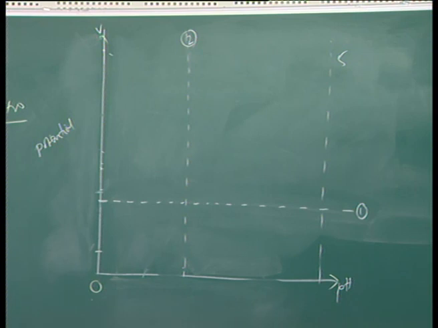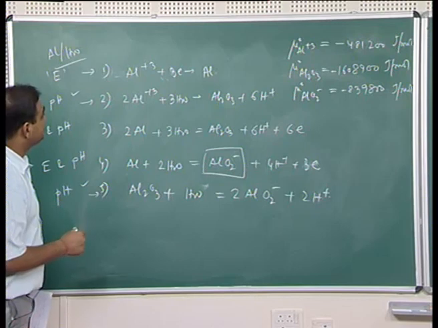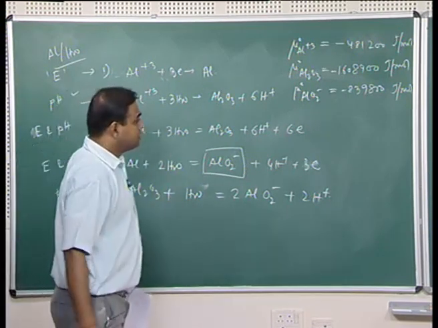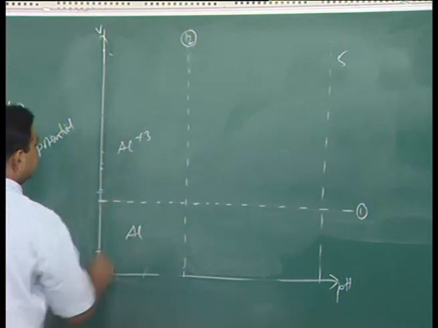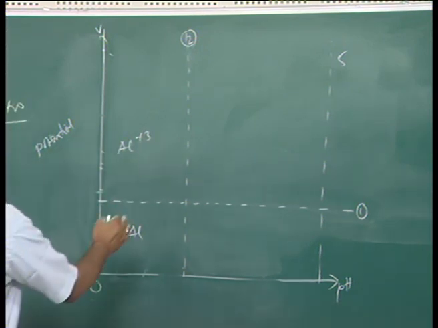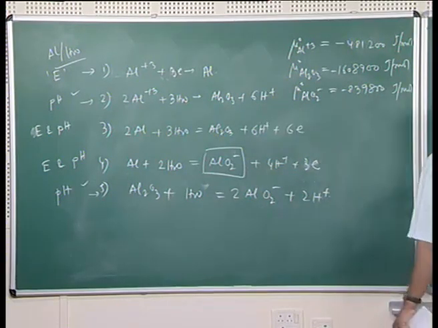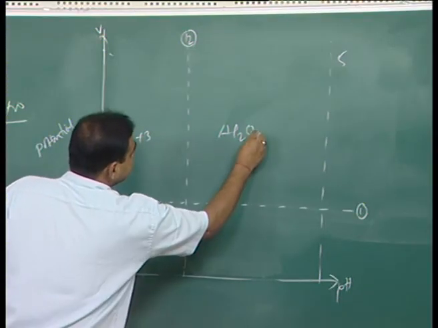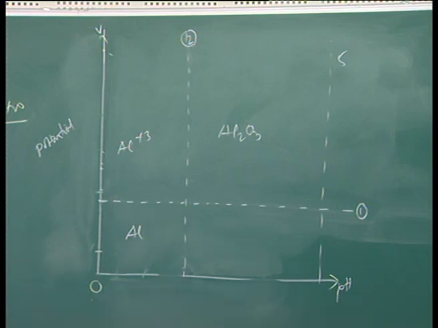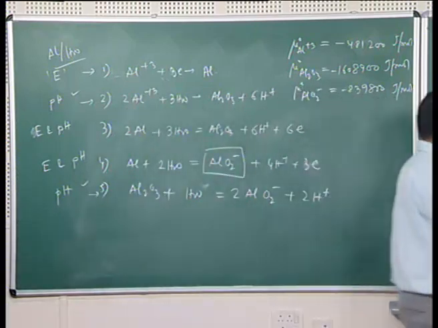Now, let me demarcate all those regions, let me put all those species on this. Definitely below this line would be aluminum, above this line would be Al plus 3. Similarly, for this reaction, the left side of this would be Al plus 3 and the right side would be Al2O3. And now, if you see this reaction, the left side of this would be Al2O3 and the right side would be AlO2 minus.